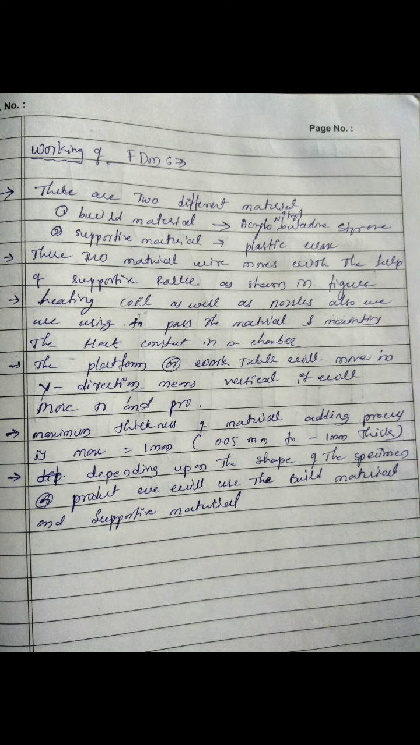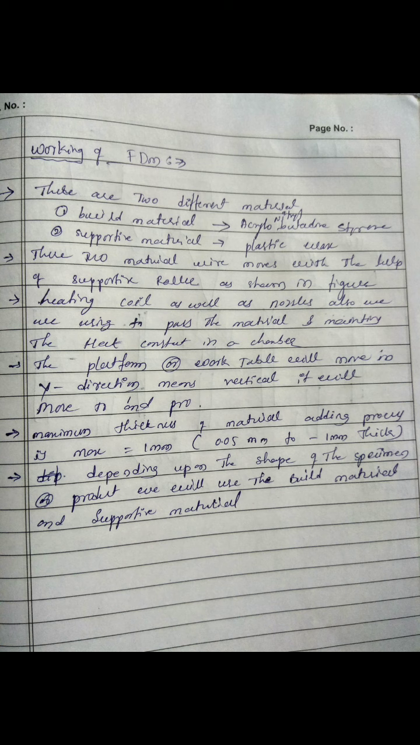With the help of the rollers we start moving the material. The heating coil as well as the nozzle are also used to pass the material, maintaining the heat constant in the chamber. Why are we using the heating coils? Because we need to maintain the temperature; whatever material is outside the chamber is solid. I need to deposit it, meaning we need some kind of liquid, so we use the heating coil. Then it is deposited.